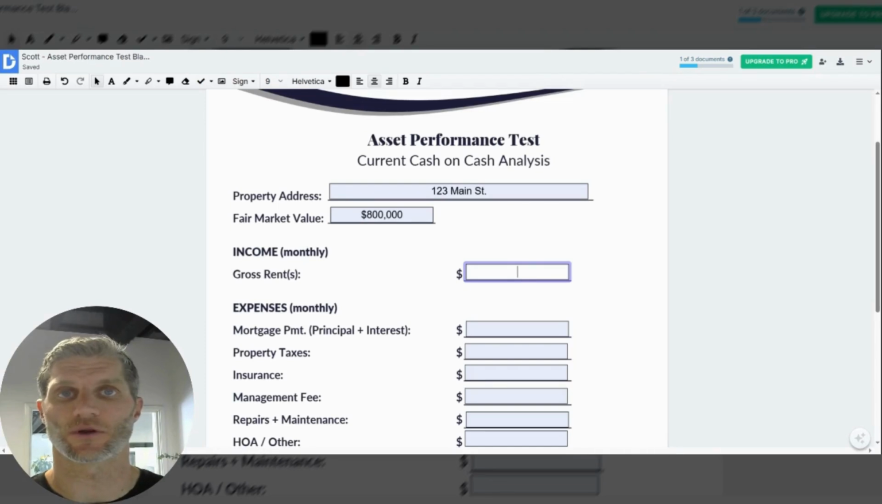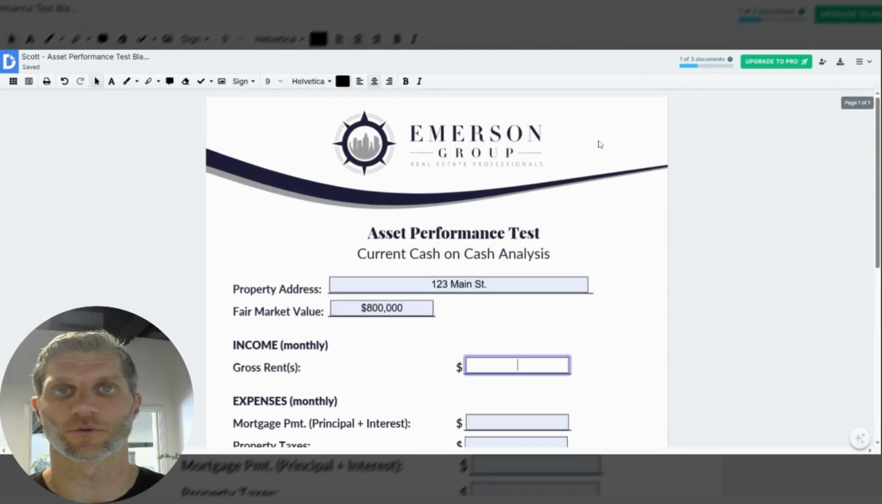In today's video, I want to walk you through what's called an asset performance test, which is a test that we help conduct on client property portfolios or rental properties to identify just how well their current net equity is working for them in their property.